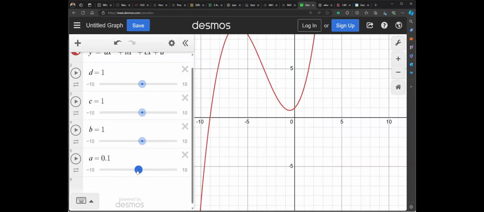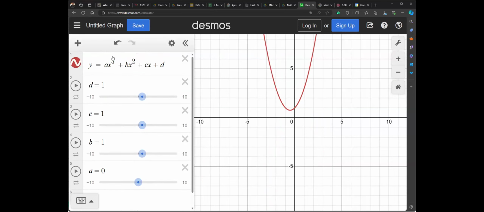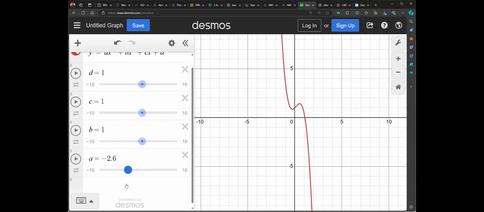That's a being 0.1. And then if it's 0, we get a parabola, which is perfect. Why do we get a parabola? Because it means that ax to the power of 3 is gone. Now we just live with a function that is bx squared plus cx plus d, which should be a parabola. So this is what happens when you play around with a.